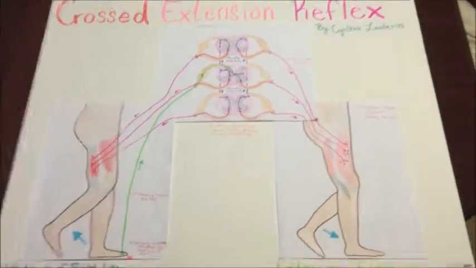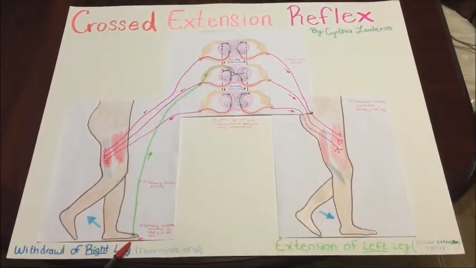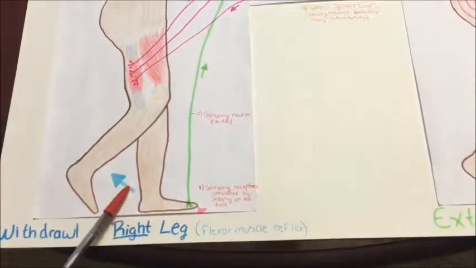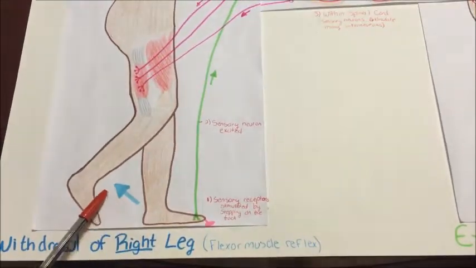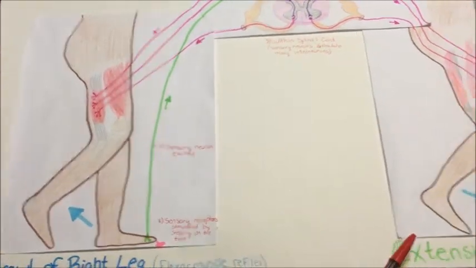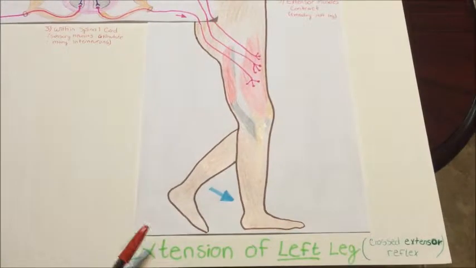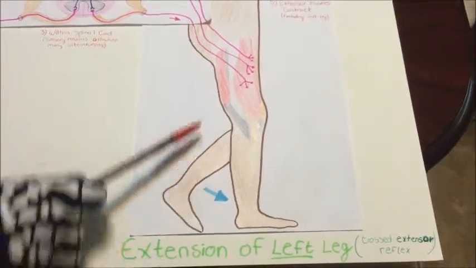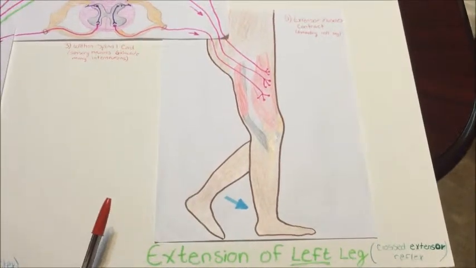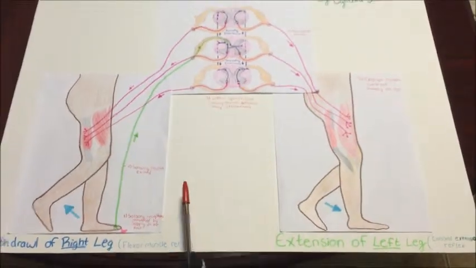As demonstrated on the left side, when the right foot stepped on the tack, it caused the flexor muscles to contract, in this case the hamstring. Simultaneously, the left leg was stimulated, causing the opposite leg's extensor muscles to contract, extending the left leg. This creates an antagonistic process to help support the weight of the body and prevent a fall.